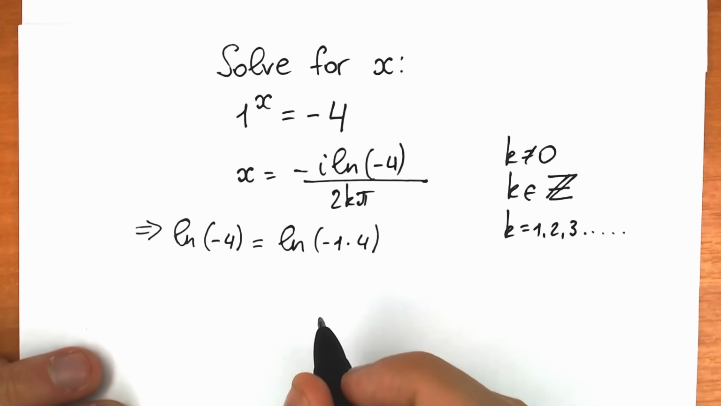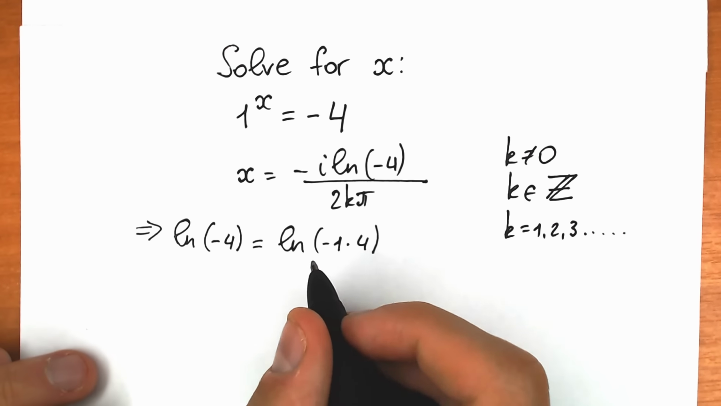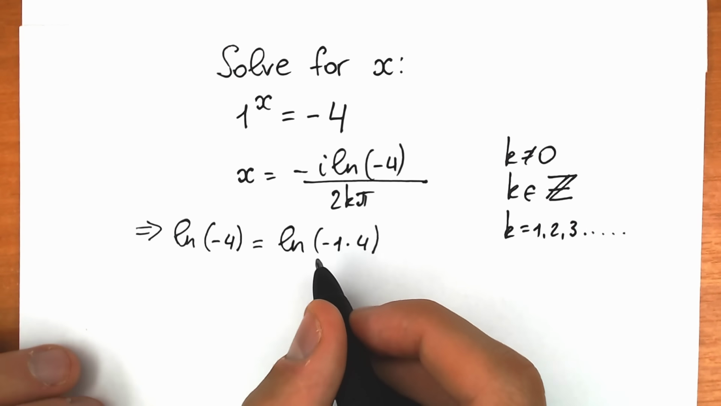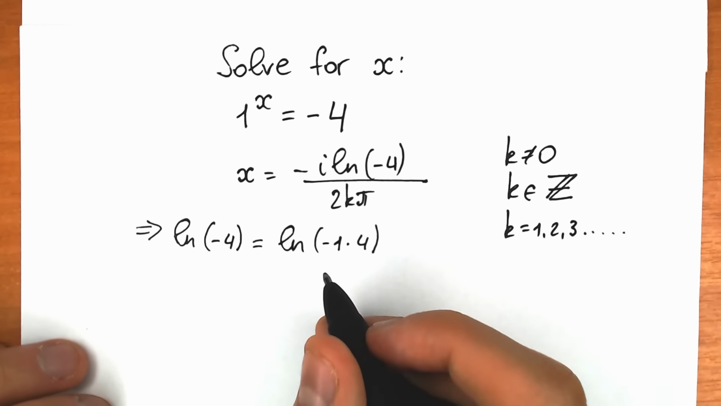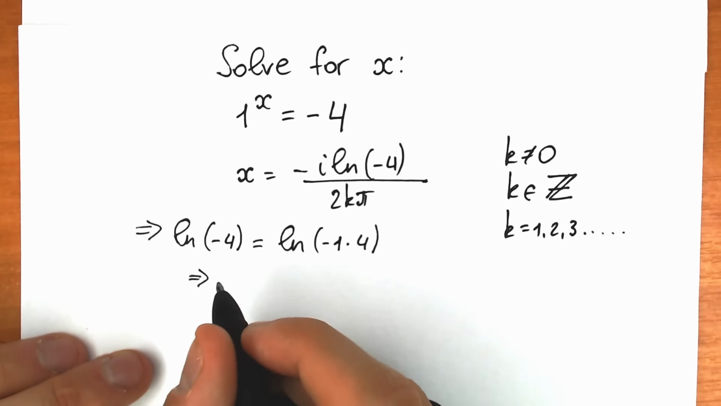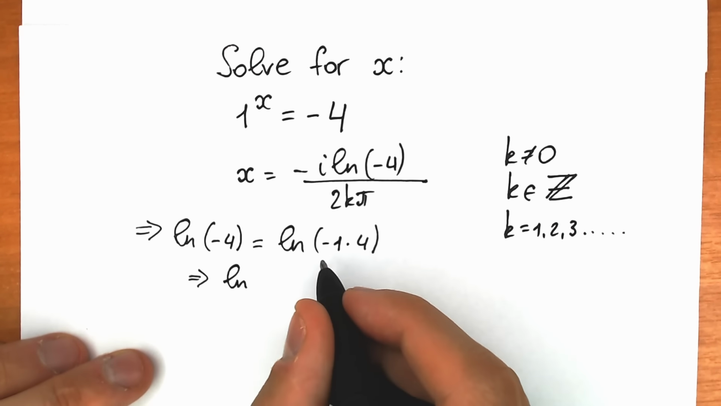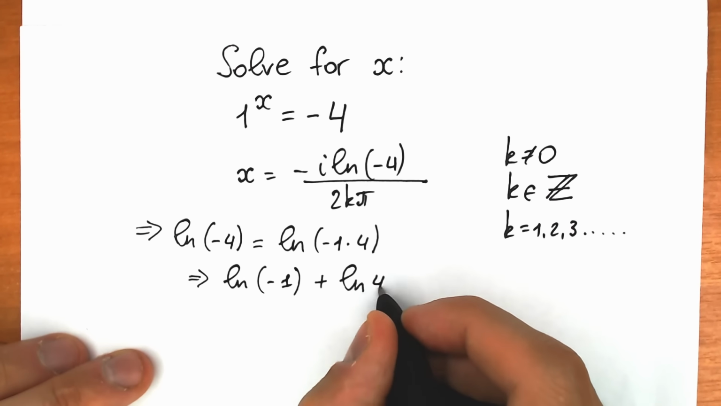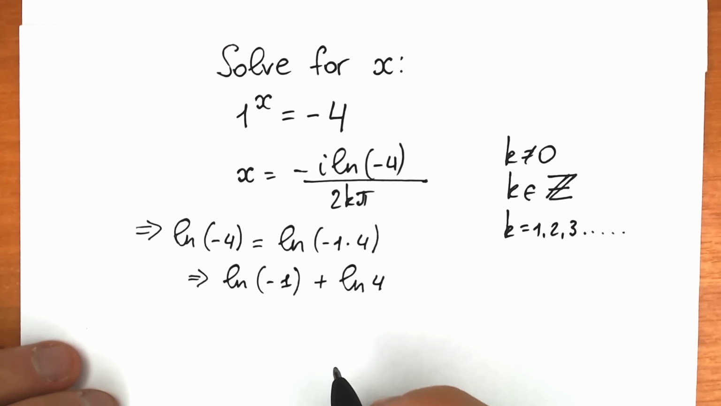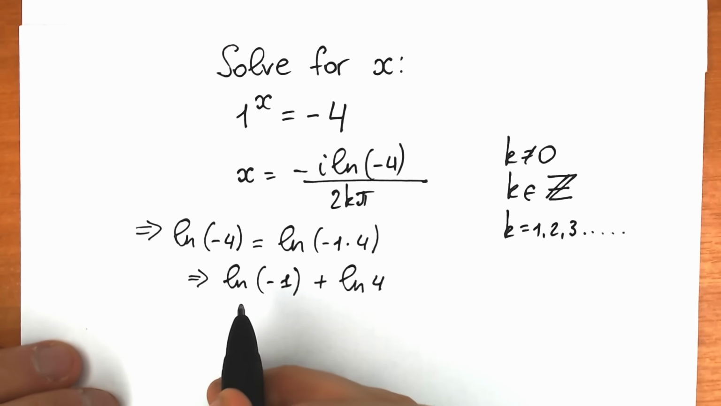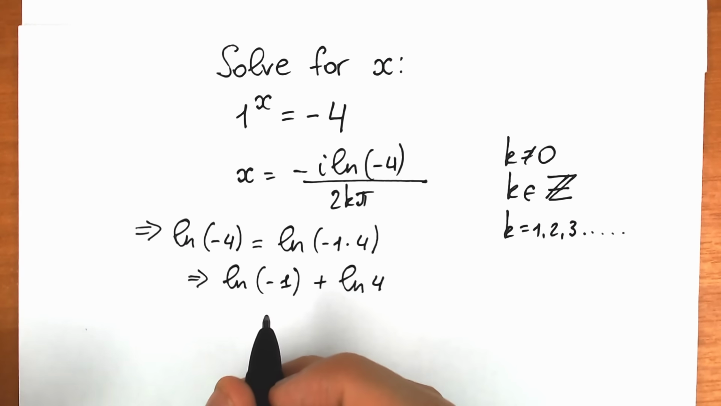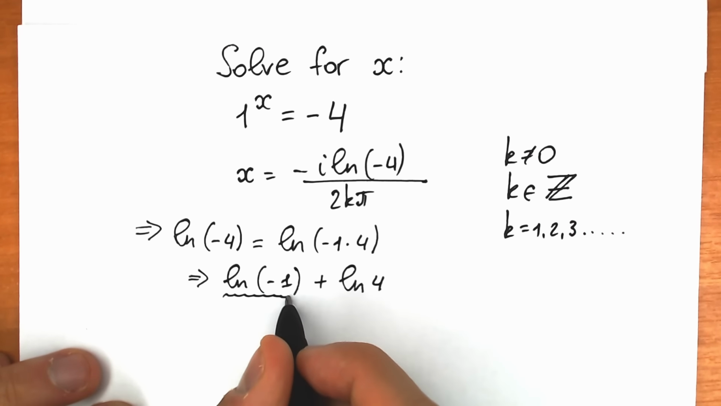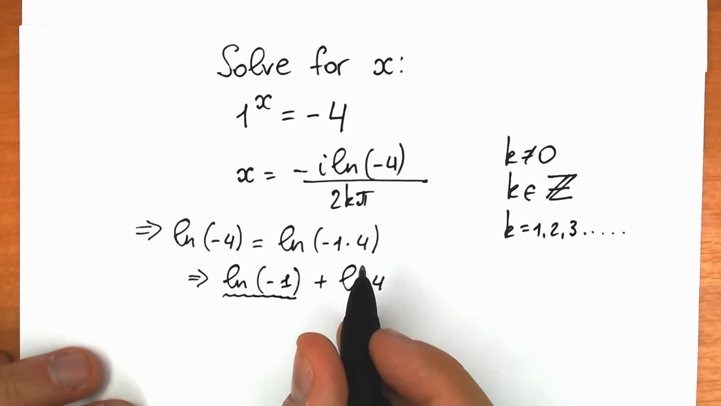And I hope you all remember from school that if you have a natural log, or any log basically, of a product, we can easily write it as a sum of two logs. So this is equal to natural log of minus 1 plus natural log of 4. Really great. And right now, natural log of minus 1, we can rewrite in terms of Euler's identity. And natural log of 4, let's leave as it is.